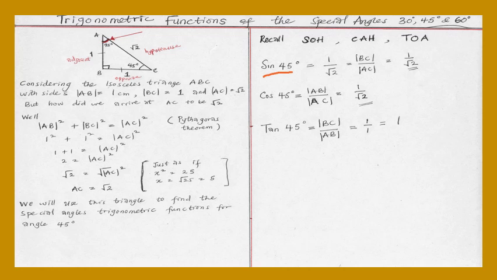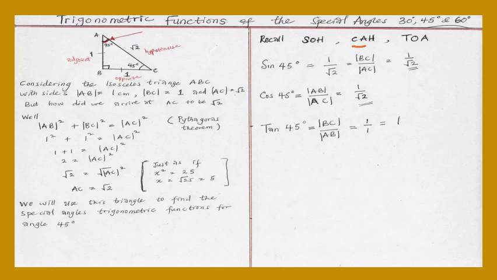So sine 45 degrees, we know that the sine of an angle is equal to the opposite side divided by the hypotenuse. So sine 45 here will be equal to the opposite, which is 1, divided by the hypotenuse, which is root 2. So sine 45 equals 1 over root 2. So this is the special function for sine 45 degrees. So that's sine 45.